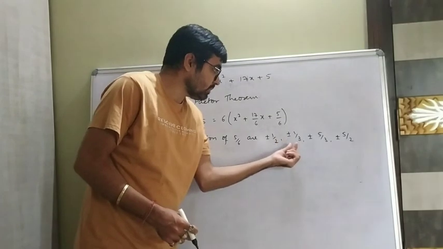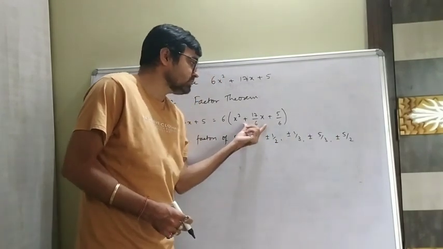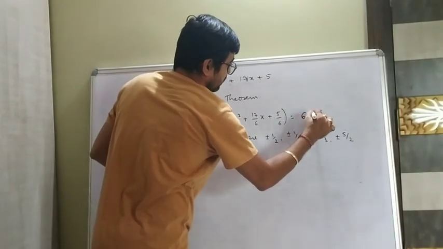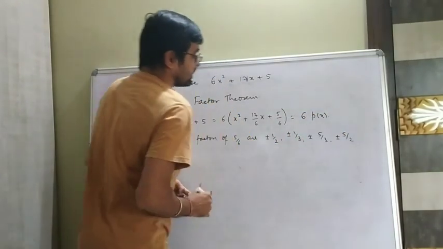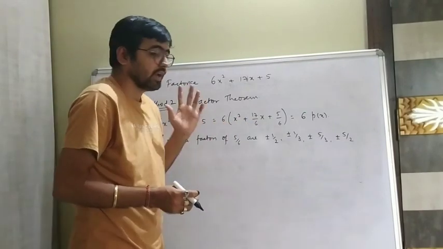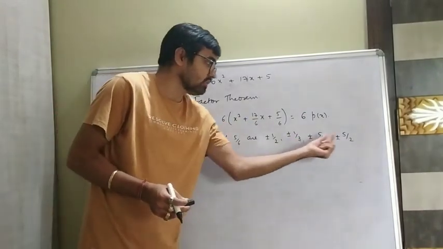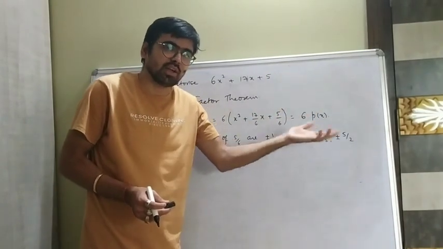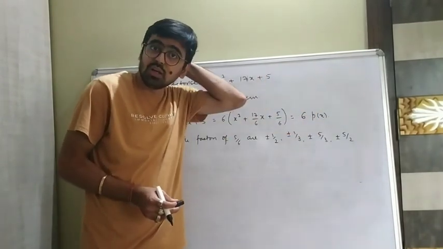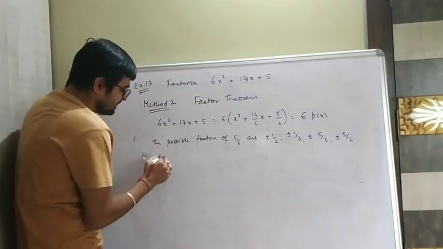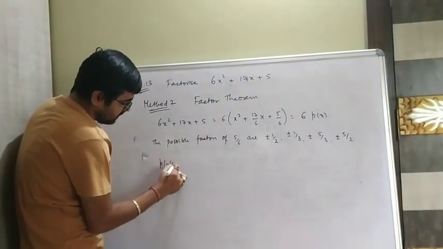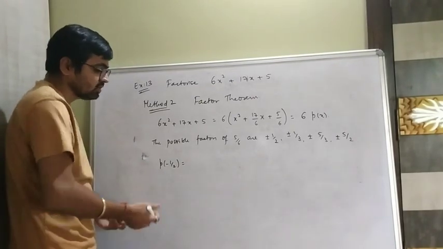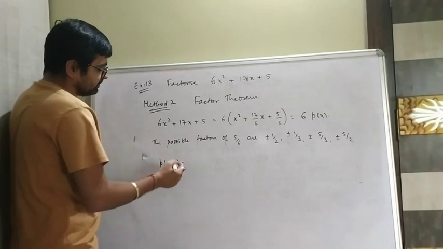So if I replace any of this value in this particular polynomial, so let me say this is equal to 6 into p of x. This becomes our p of x. And if I replace any of this value here in x, if it gives me 0, then it is a factor. If it does not give me 0, then it is not a factor. So let me start with something like this, p of minus 1 by 2. Because I don't know which value is going to give me answer 0. So I need to go for some trials.